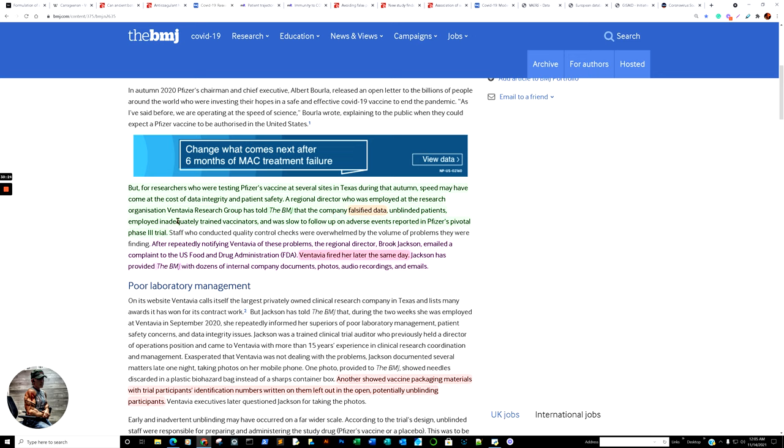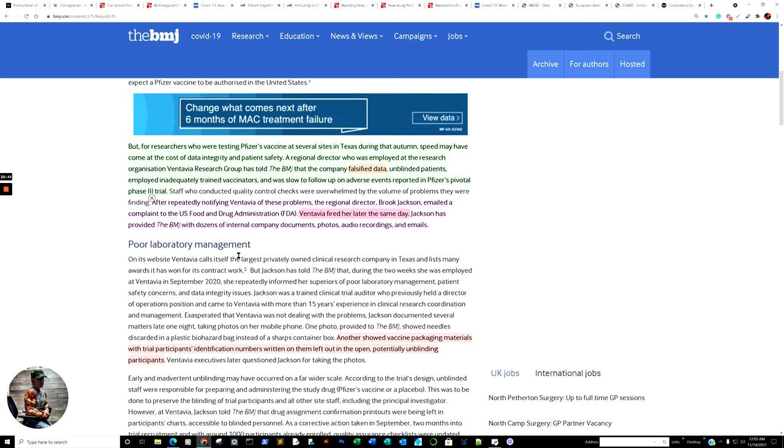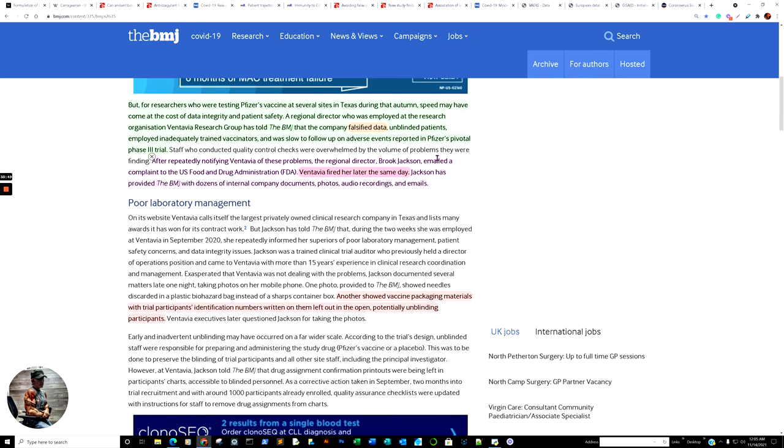An original director employed at the research organization Ventavia Research Group has told the British Medical Journal that the company, and remember you have to say everything here allegedly, falsified data, unblinded patients, employed inadequately trained vaccinators, and was slow to follow up on adverse events reported in Pfizer's pivotal phase 3 trial. Staff who conducted quality control checks were overwhelmed by the volume of problems they were finding. After repeatedly notifying Ventavia of these problems, the regional director, Brooke Jackson, emailed a complaint to the U.S. Food and Drug Administration. Ventavia fired her later that same day. The exact same day. You see where you're trying to get the correlation there? Did she tell them she was going to submit the report and they did that in response?